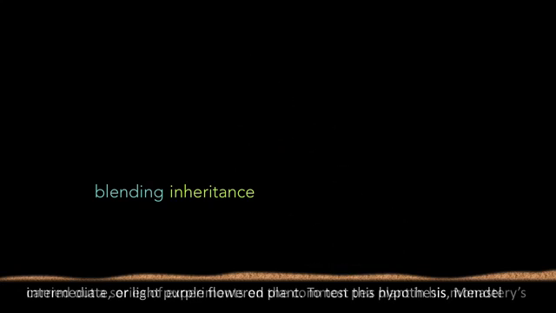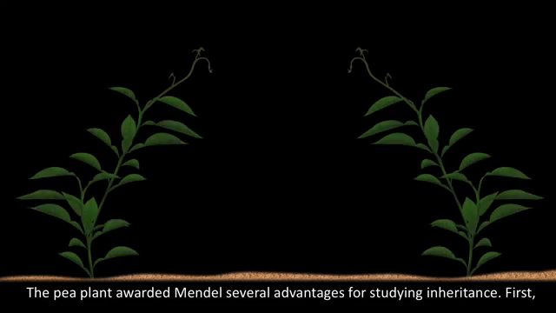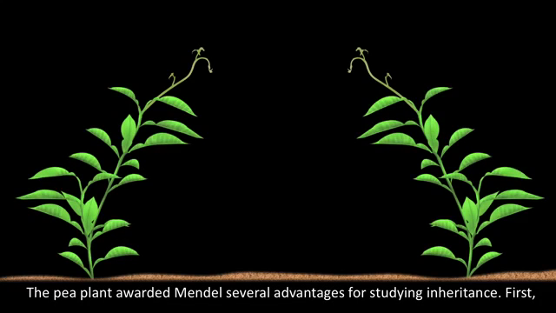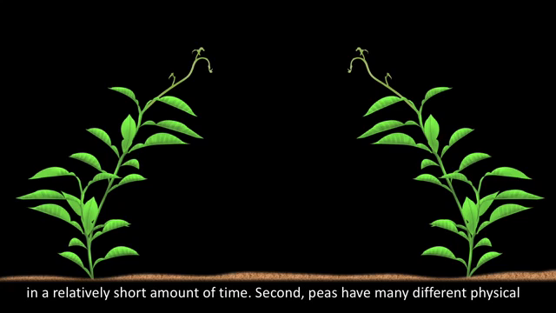To test this hypothesis, Mendel carried out a series of experiments on the common pea plant in his monastery's experimental garden plot between 1856 and 1863. The pea plant afforded Mendel several advantages for studying inheritance. First, pea plants grow easily and quickly, allowing for many replicates and generations in a relatively short amount of time.